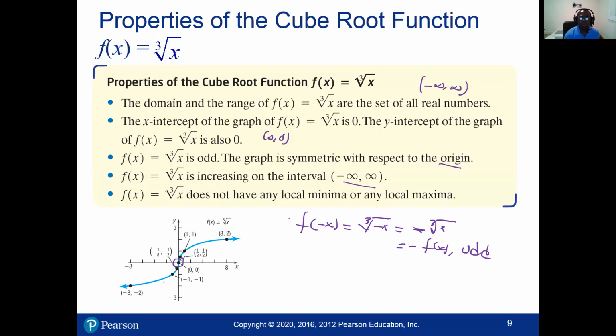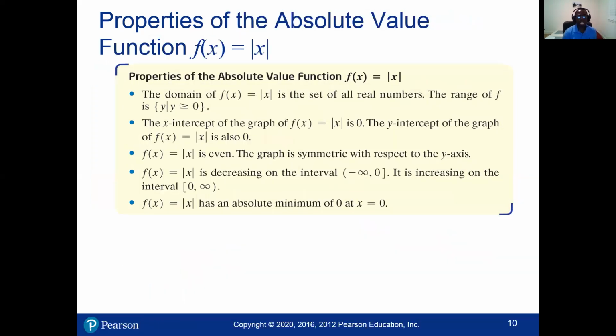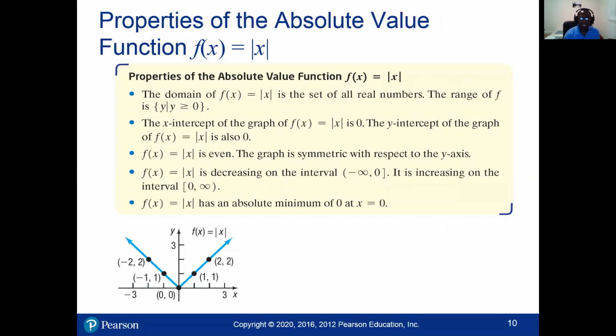It doesn't have any local maximum or minimum values. Okay, next is the absolute value function. What's the domain? Let's bring up its graph so that you can see. Okay, what's the domain? Domain is all real numbers. You cut across. Okay, all real numbers.